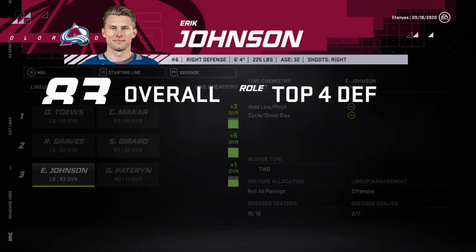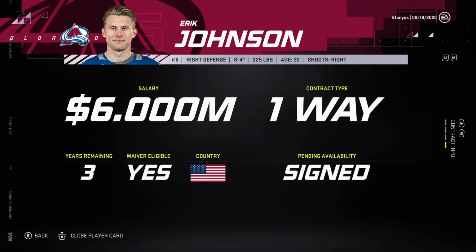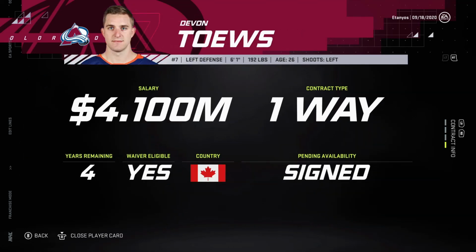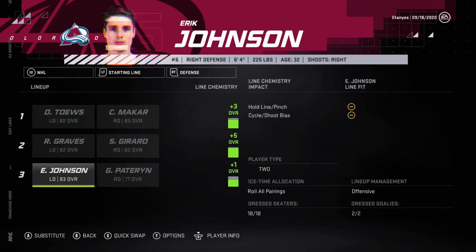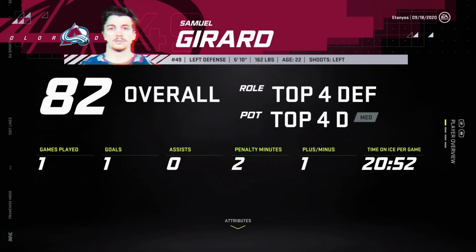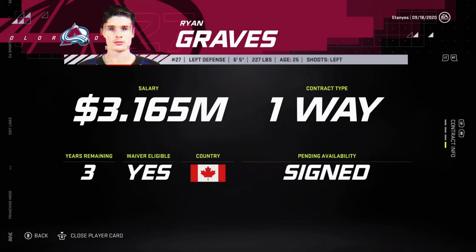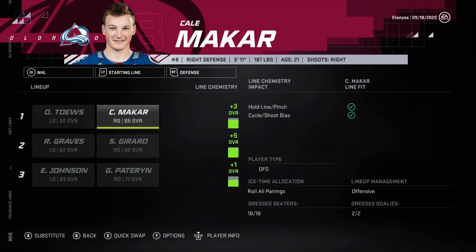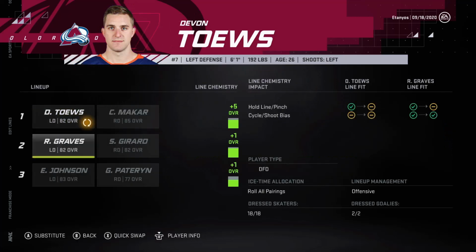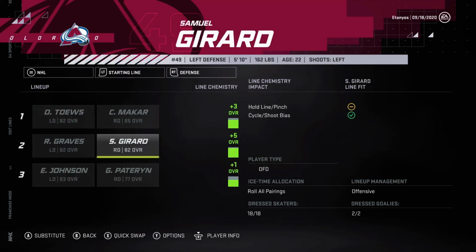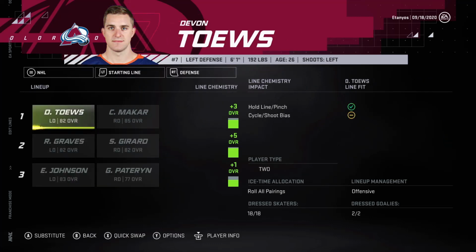And with Erik Johnson there, these guys are $6 million and how much? 4.1, so a $10.1 million bottom pairing would be kind of funny. But when you're spending that little on Cale Makar at the current point in time, those guys could become trade pieces later on, but could also be huge factors to your special teams as we get a little bit further into this.